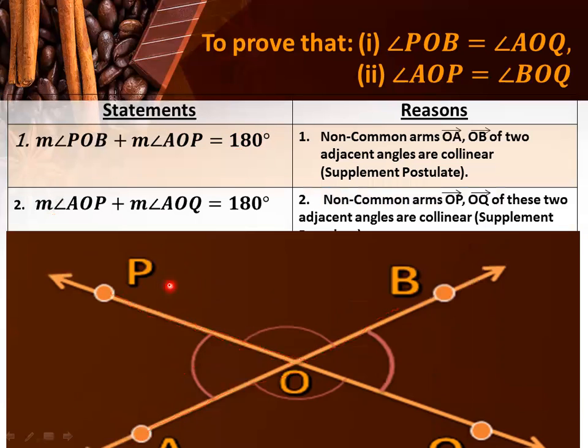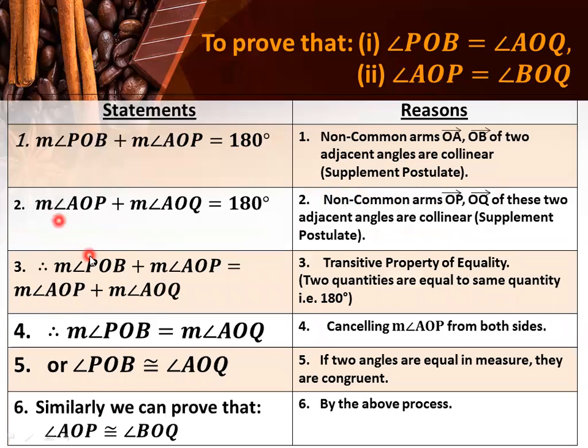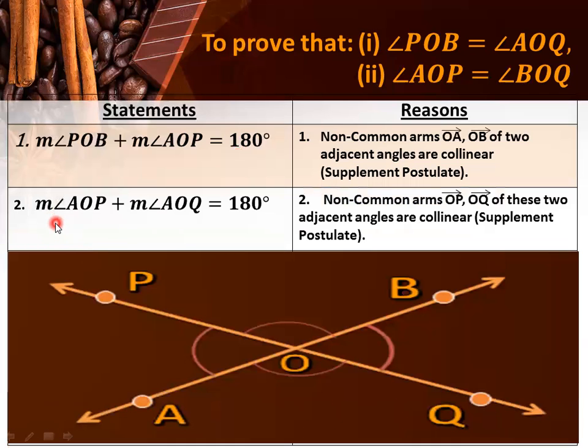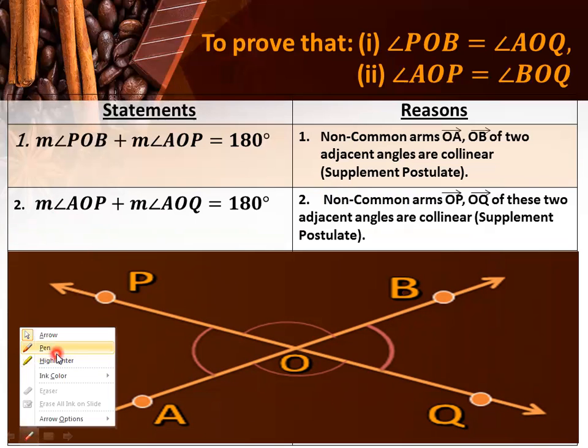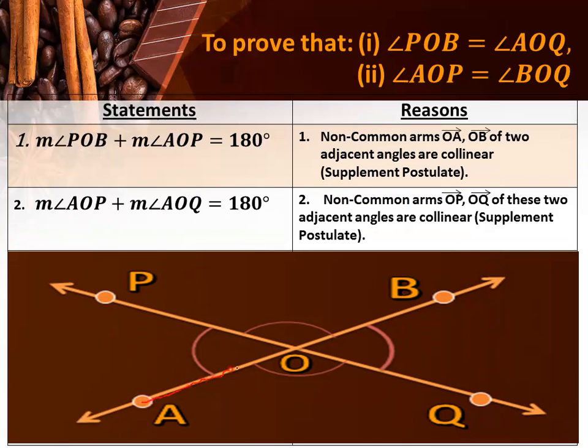Now move on to the second statement. Now what is your second statement? This one. Measurement of angle AOP. Now which is angle AOP? This one. Okay, this is AOP plus, means you are going to add again. Which angle are you going to add again? AOQ. So now this was your angle number 2 and now this will be your angle number 3.